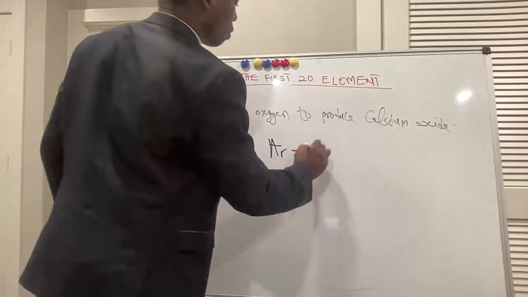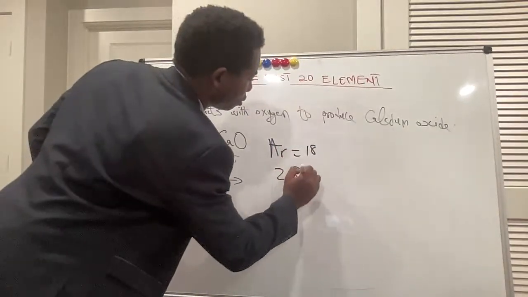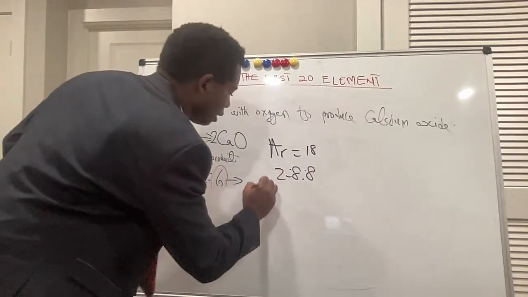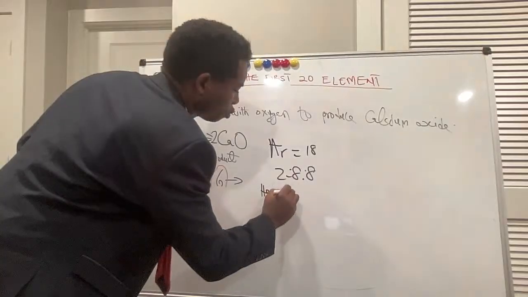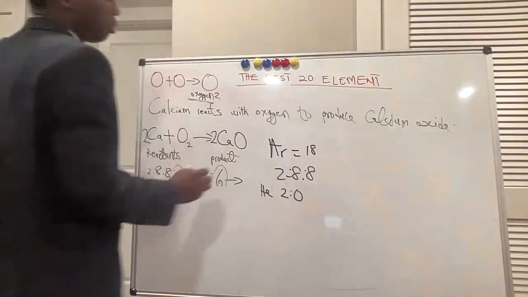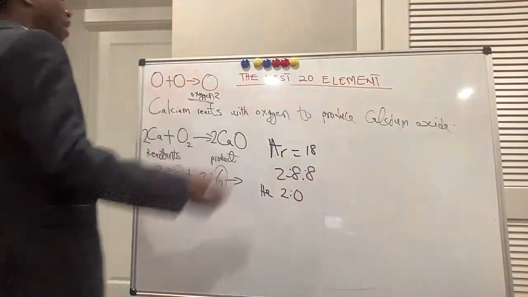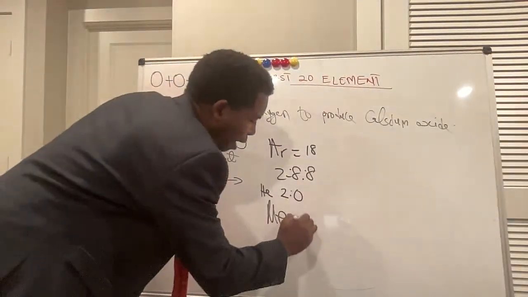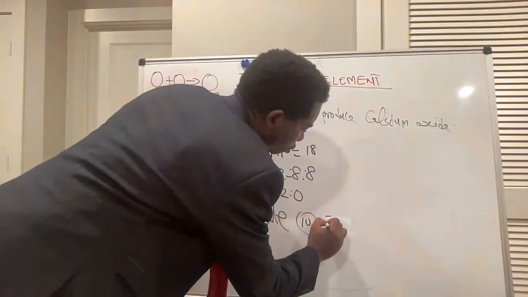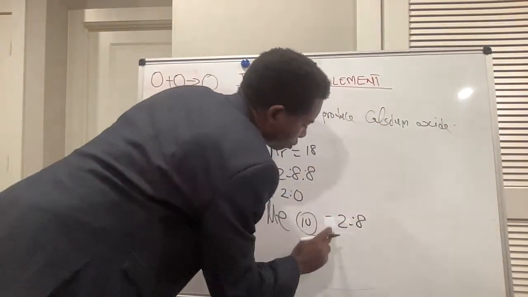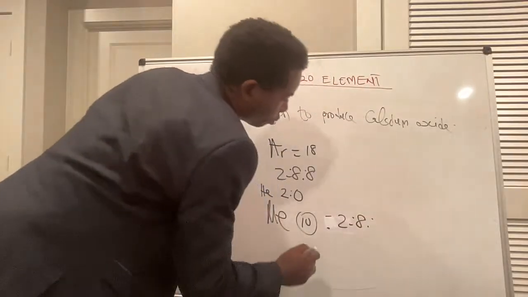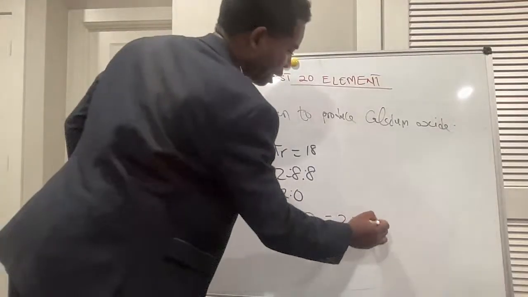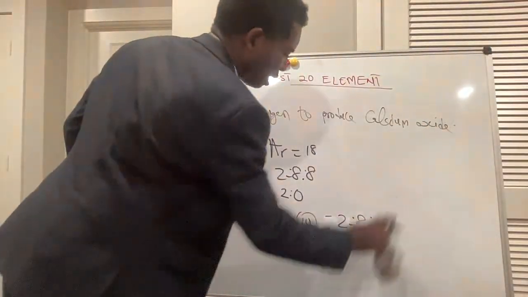Argon, atomic number 18, 2.8.8. It's a noble gas. Helium, 2. It cannot react. What again? Neon, atomic number 10, which is what? 2.8. So invariably it's either 2 or 8 in the outermost shell.